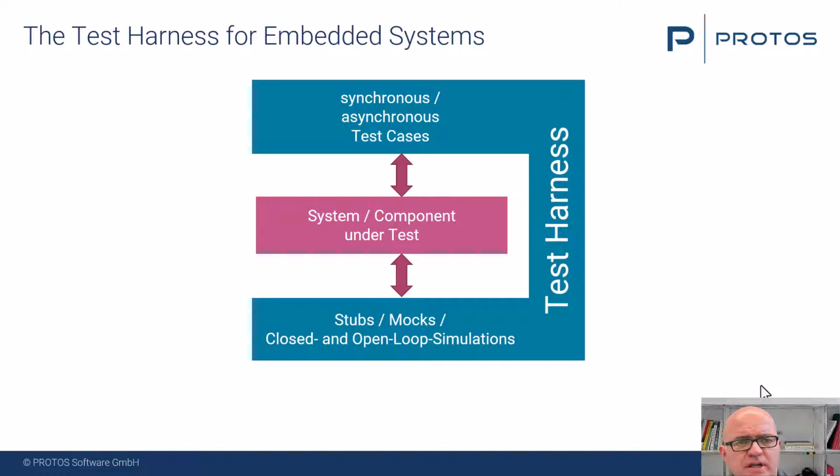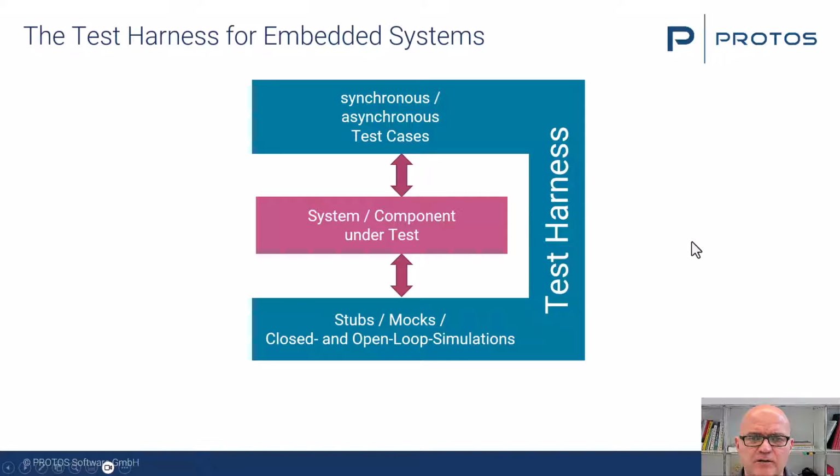So what do you need to test an embedded system? You need, for any component in an embedded system, a test harness. Your system under test can be a component under test, so a single unit. In this case, it's a unit test you need. For a system, you need a system test, or for an integration of components, you have an integration test.